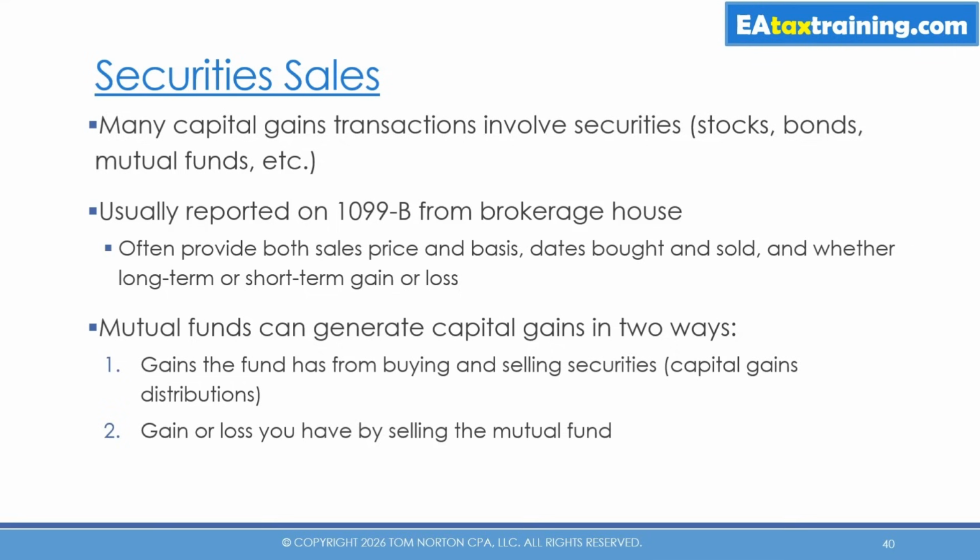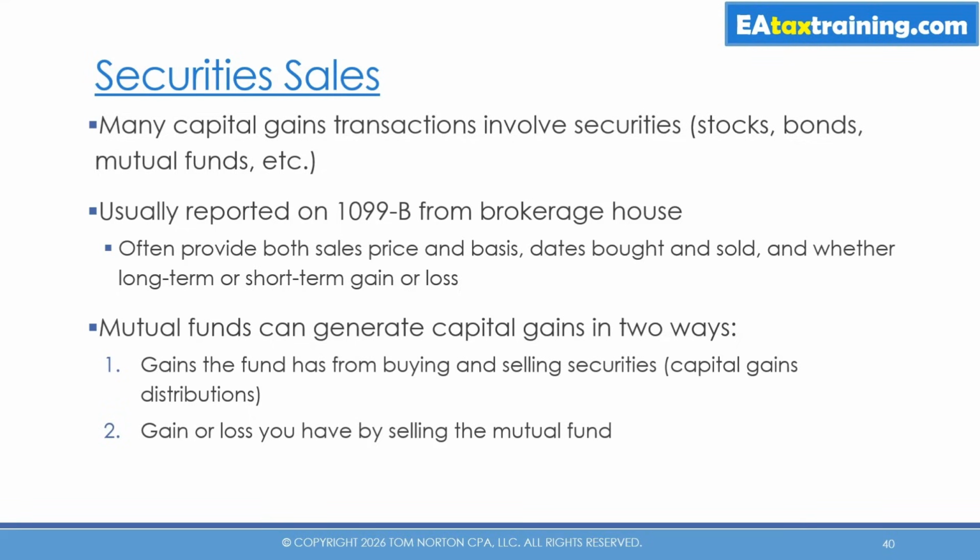Securities sales. Many of the capital gains transactions that you will deal with, both in real life and on the EA exam, especially part 1 of the EA exam, will involve securities: stocks, bonds, mutual funds, etc. These will usually be reported on a 1099-B from the brokerage house. And as we said, they will often provide both sales price and the basis and all the dates. So usually you'll have everything you need for the 8949 and/or the Schedule D just from the 1099-B.